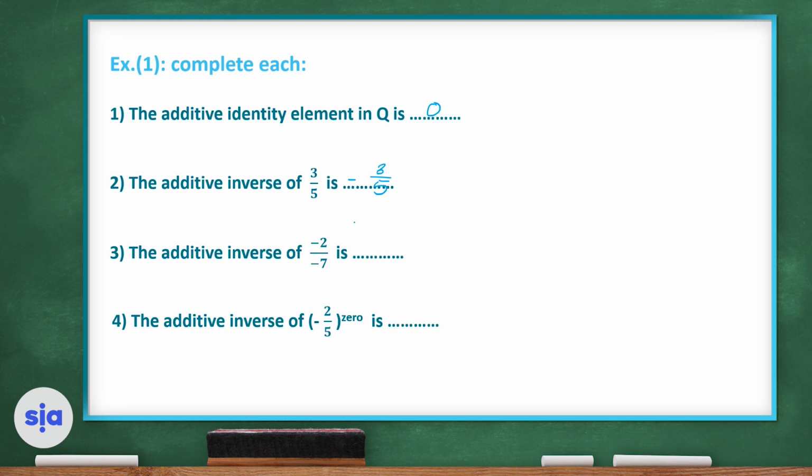The additive inverse of negative 2 over negative 7. The negative 2 over negative 7 is 2 over 7, right? Because the two negatives are crossed out together. So the additive inverse of 2 over 7 is negative 2 over 7. What's the additive inverse of (negative 2 over 5) to the power of 0? Anything to the power of 0 is 1. So the additive inverse of 1 is negative 1.